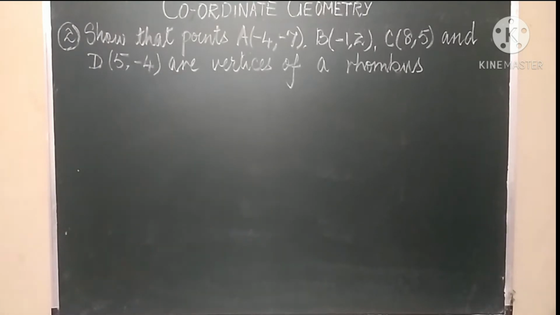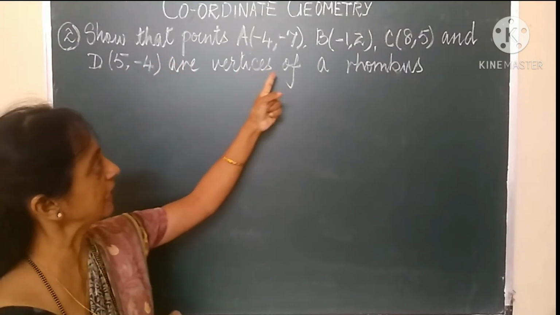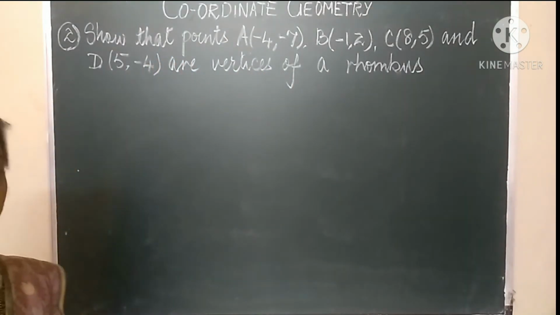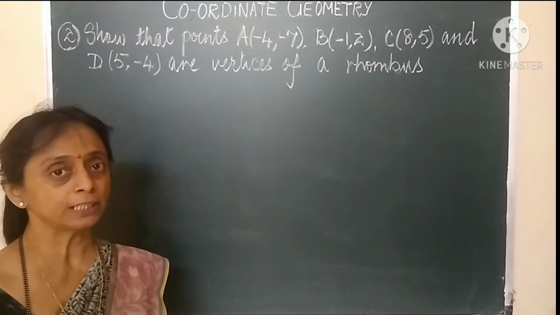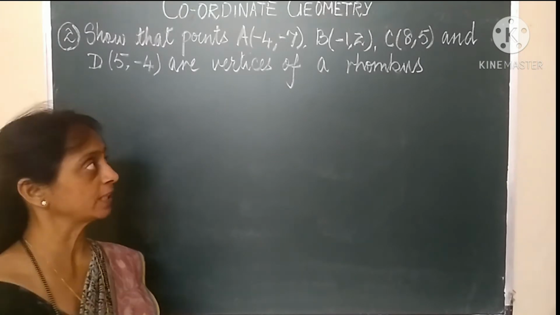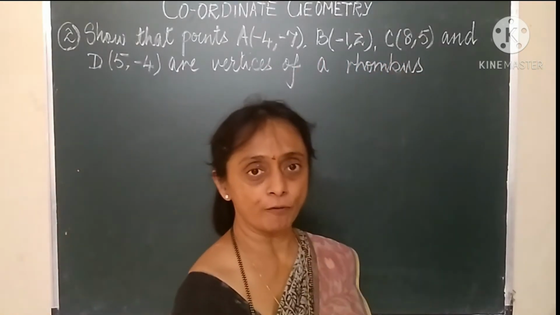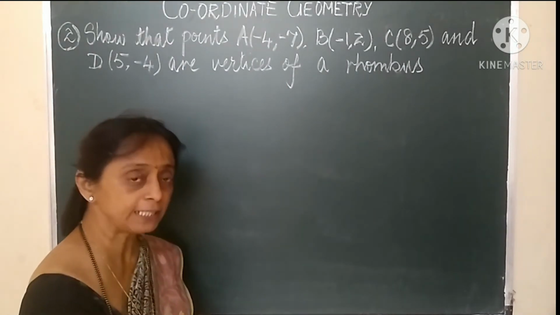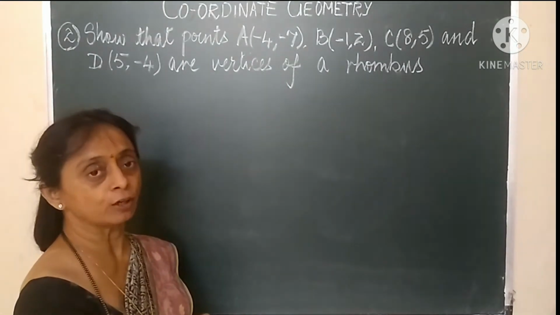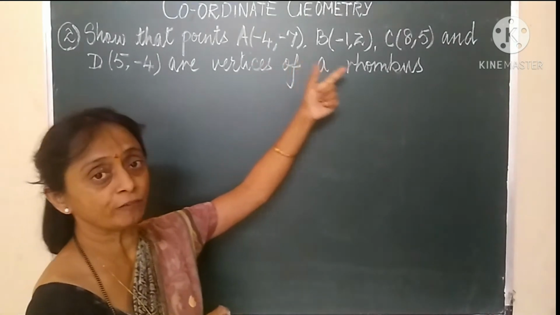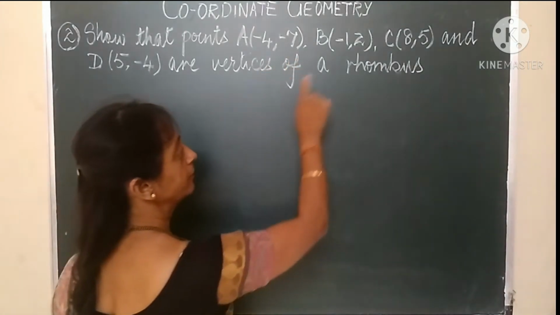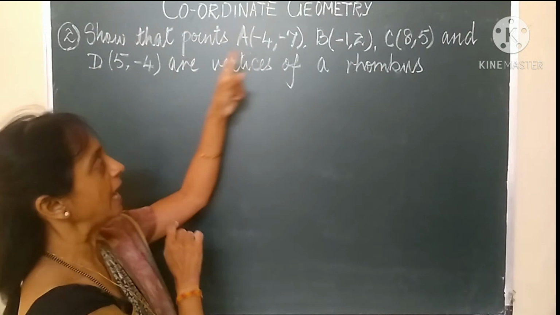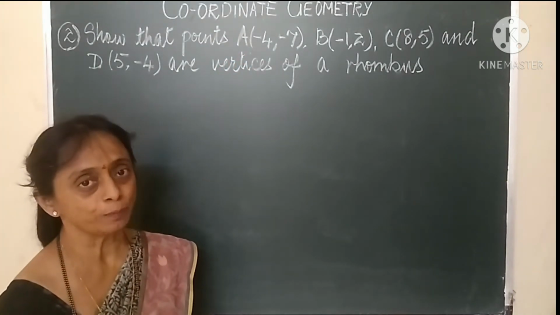Children, looking into the problem given on the board for the chapter coordinate geometry: show that the points A, B, C and D form the vertices of a rhombus. How do we decide that these vertices can be called the vertices of a rhombus? Definitely after calculation of all the pairs of the points, the four sides or the four distances we get should be equal. That is, distance AB, distance BC, distance CD and distance AC that we calculate should be equal.